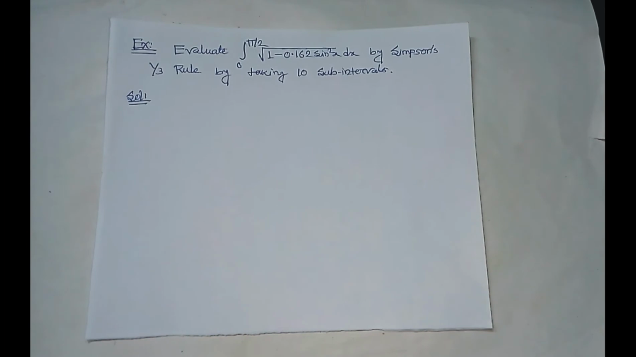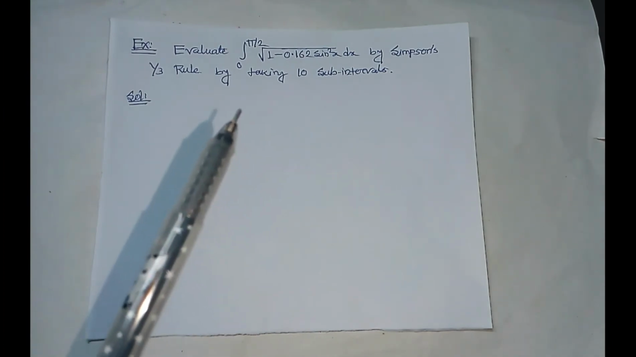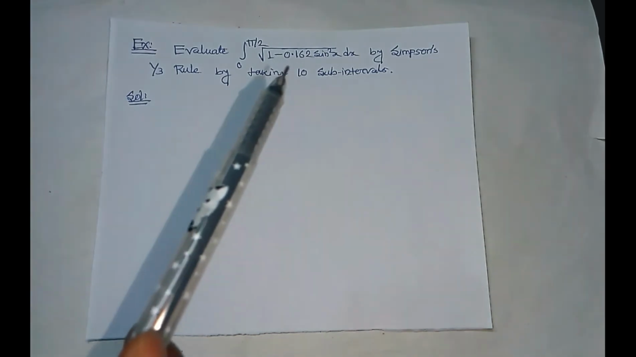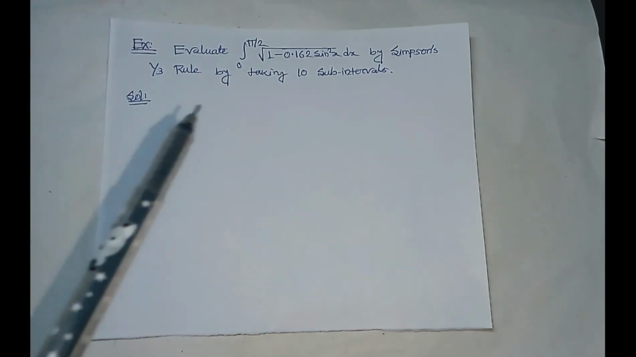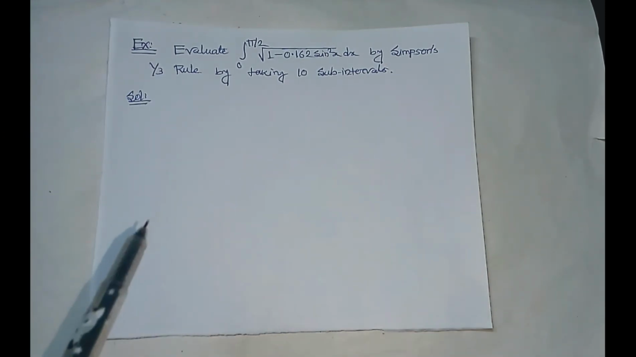We consider this same example we have considered in case of trapezoidal rule, that evaluate this integral from 0 to pi by 2 of this integrand root over 1 minus 0.162 sine square x by Simpson's one-third rule by taking 10 sub-intervals. So here we have to select 10 sub-intervals, and remember that in Simpson's one-third rule we need even number of sub-intervals. Here 10 is even. So we start the solution.